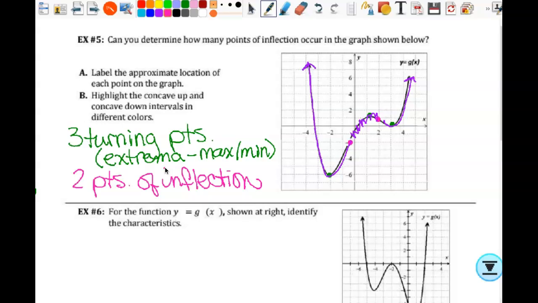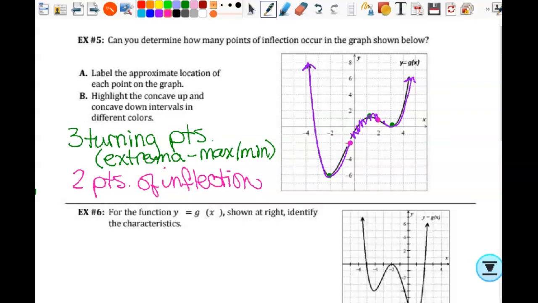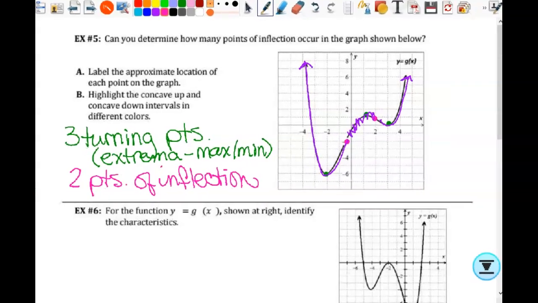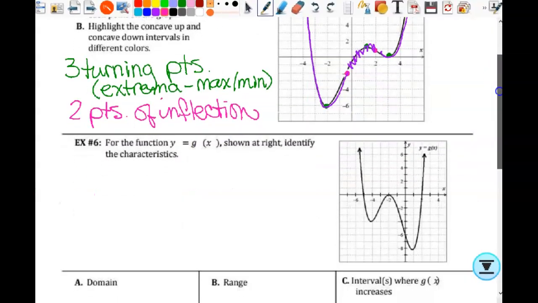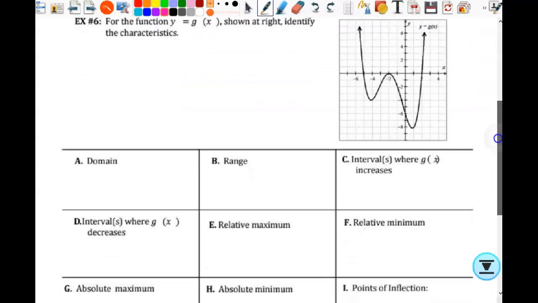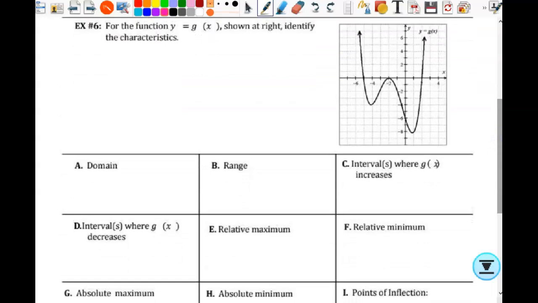Okay, so let's look at this function down here. And shoot, I moved this thing. No, it's in my way. There we go. Maybe that'll work. All right, so here's my function. For the function y equals g of x, and it's labeled for me. That's good. I'm going to identify the characteristics. But before we do that, we're going to identify first positive and negative. And we're not going to write out sentences here, because it's really just asking us for the intervals of things.